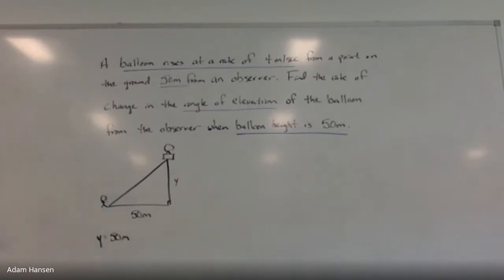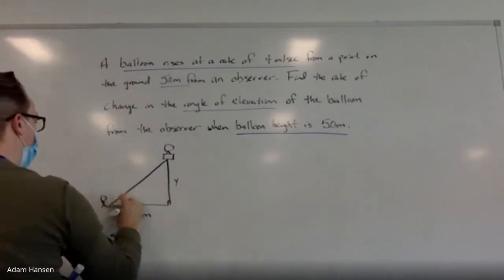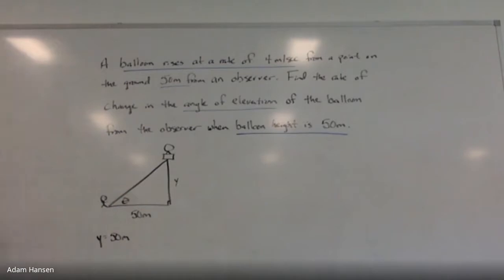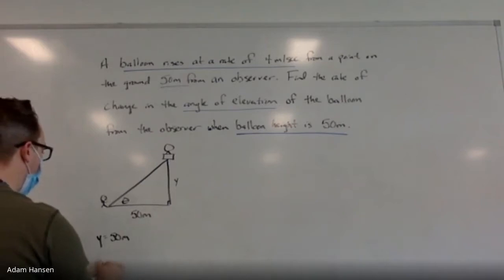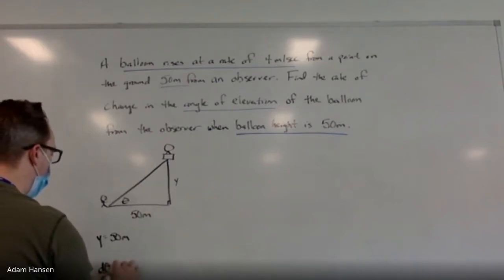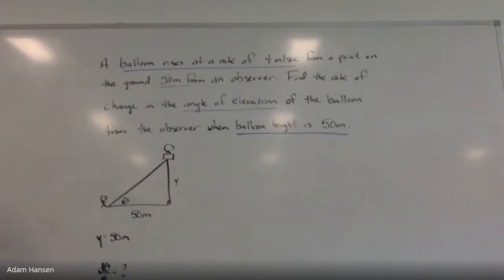We're trying to find the rate of change in the angle of elevation. The angle of elevation is how much this person on the ground has to look up to sight the balloon, to spot the balloon. So let's label that angle as theta. We're trying to find d theta dt, the rate of change in that angle of elevation. So d theta dt is, I don't know. What am I missing here so far?